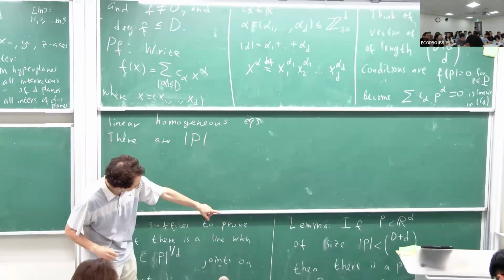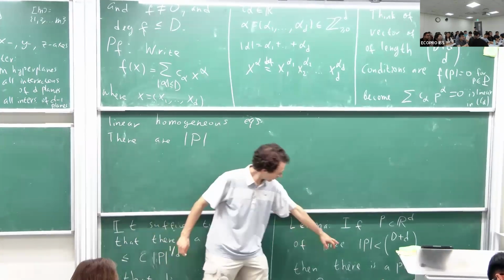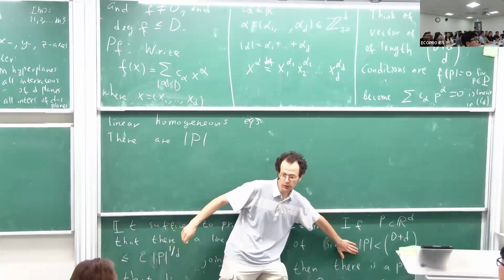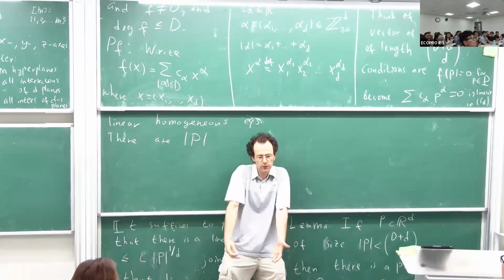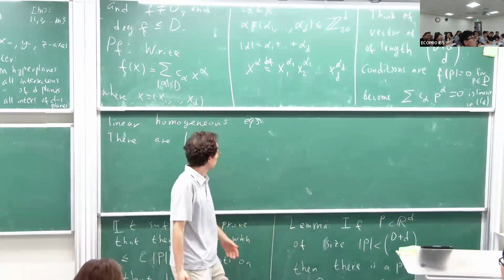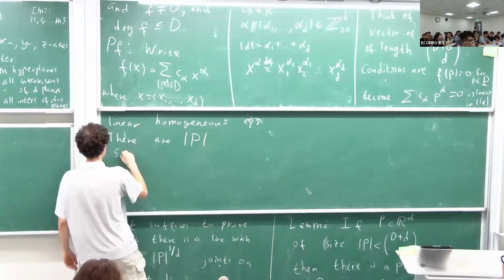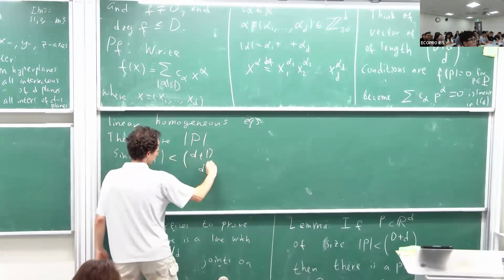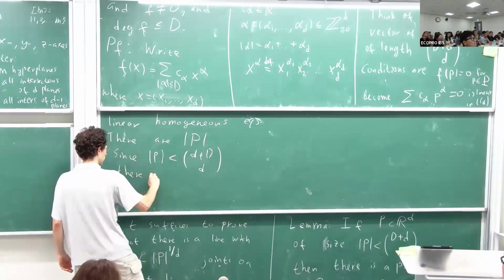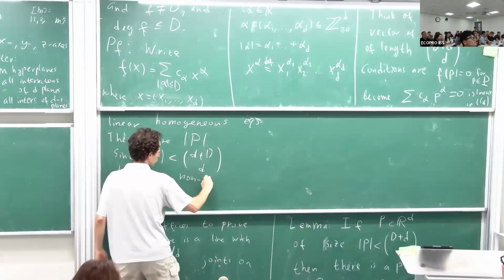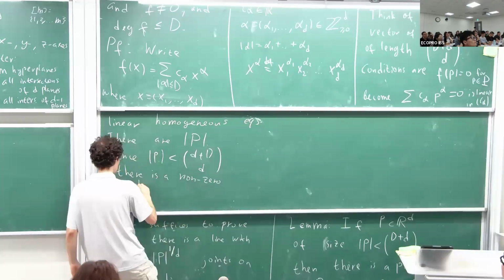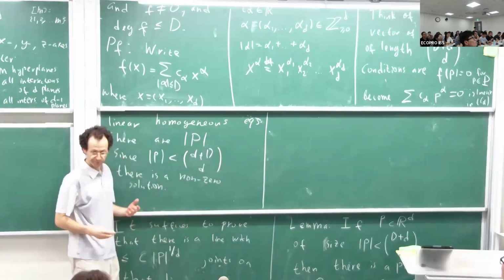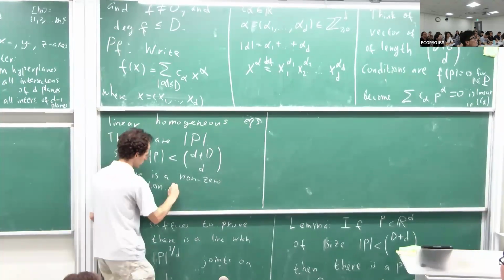Now back to our condition here. The number of points is smaller than the number of variables. So we have a system of homogeneous linear equations, and there is going to be a non-zero solution, which is exactly the same as saying there is a polynomial. Okay, so that's that lemma.